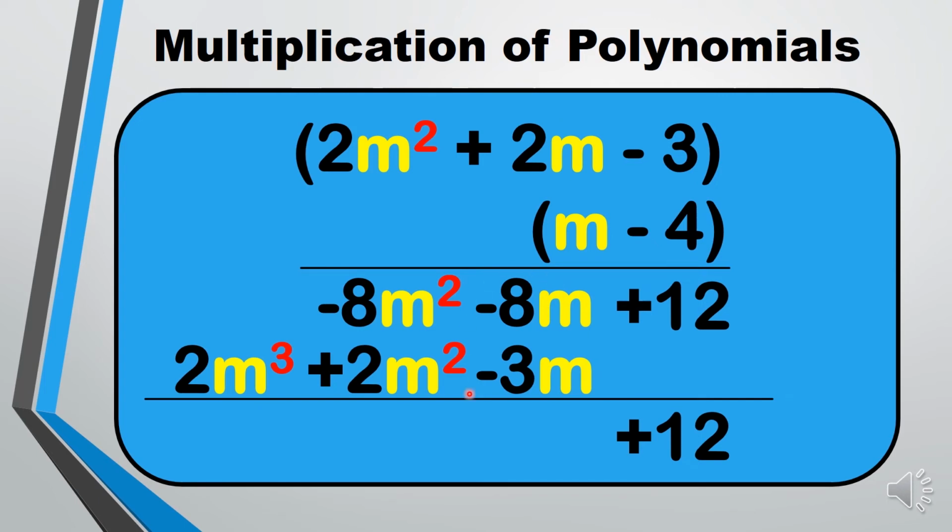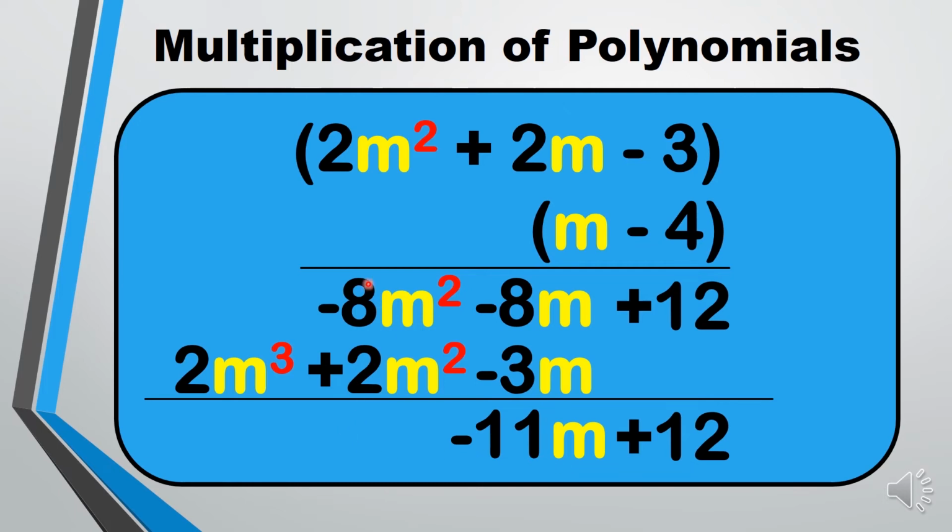Let's add negative 8m and negative 3m. Since parehas naman sila ng sign, according to our rule in addition, we are going to add it and copy its sign. Negative 8 plus negative 3 is negative 11, and let's bring down its variable m.